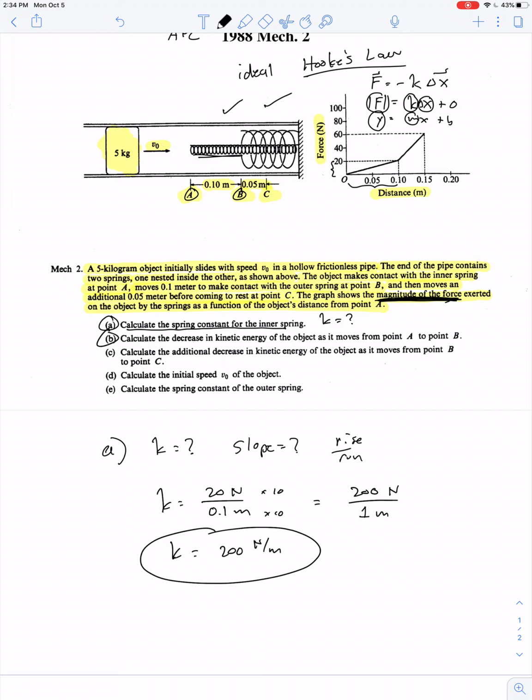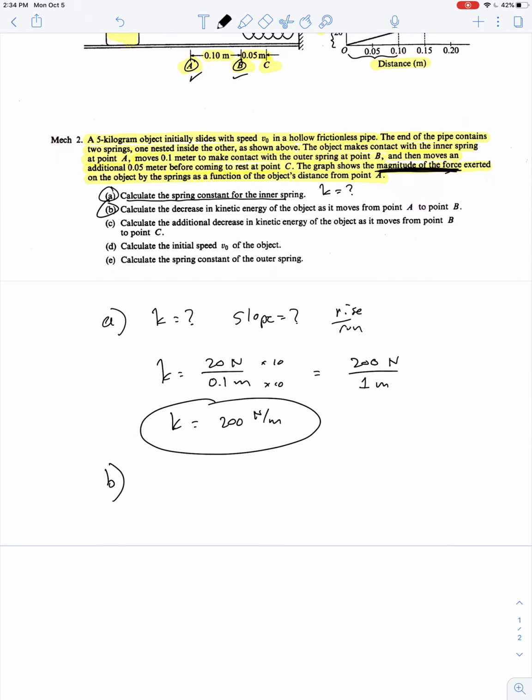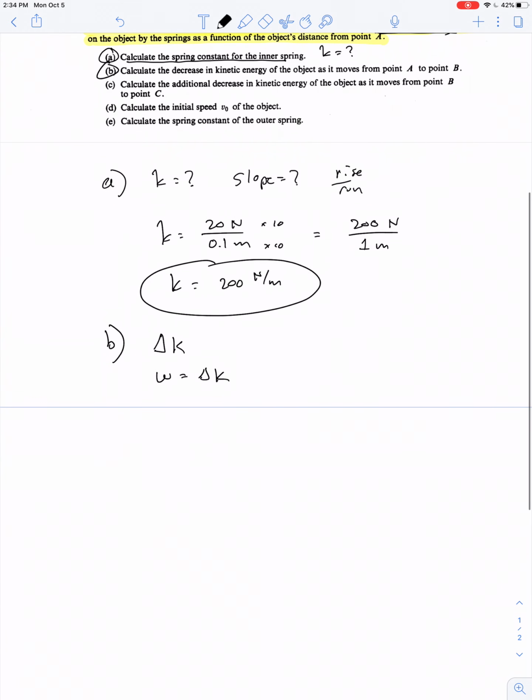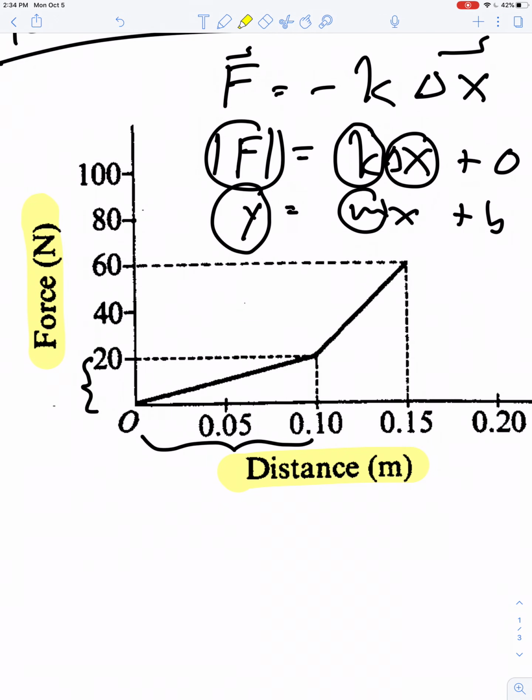Part B is to calculate the decrease in kinetic energy as it moves from point A to point B. A decrease in kinetic energy is a change in kinetic energy, and the work kinetic energy theorem tells us that work and change in kinetic energy are equal to one another. We also know that work can be found by taking the area under a curve. So all we need to do is find the area of this shaded portion of the graph.